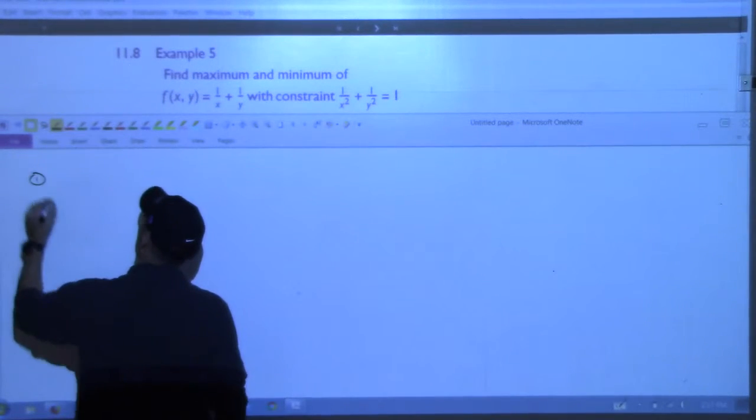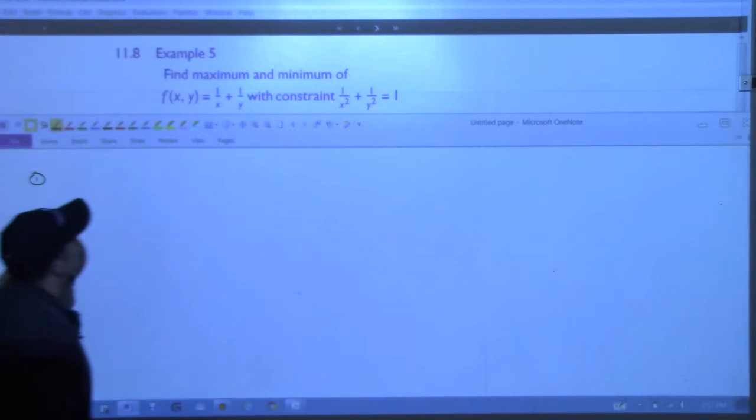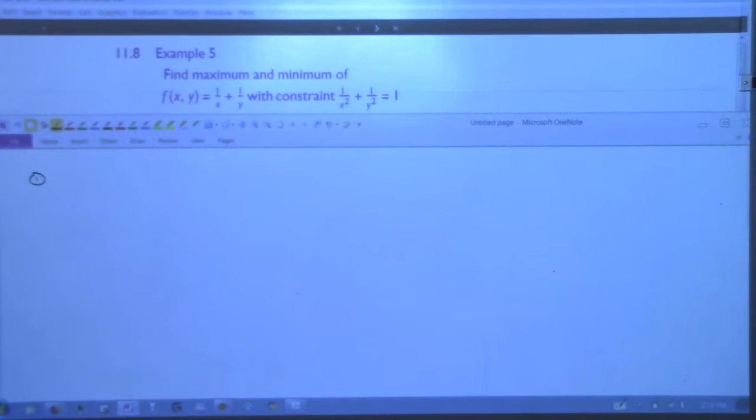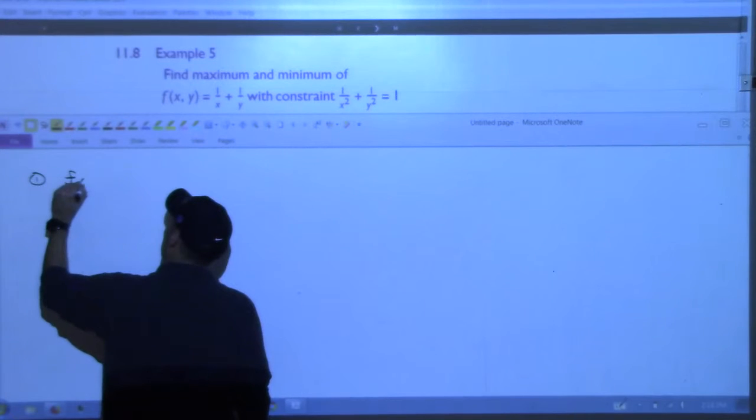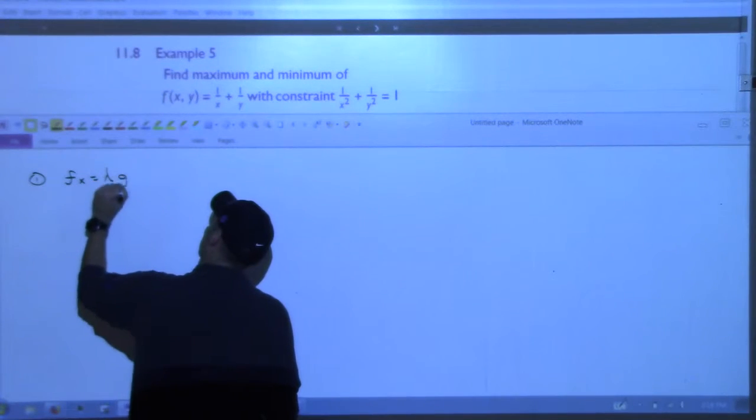First equation. Uh-oh. I'll let you think about the partials while I write down the conditions.